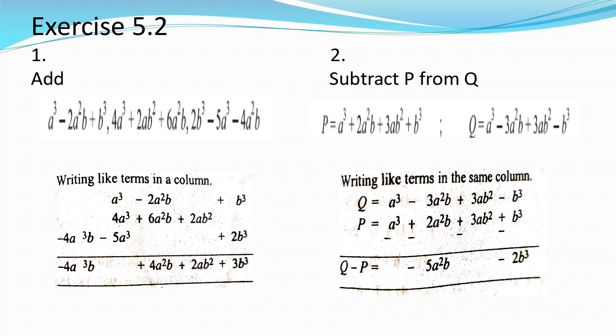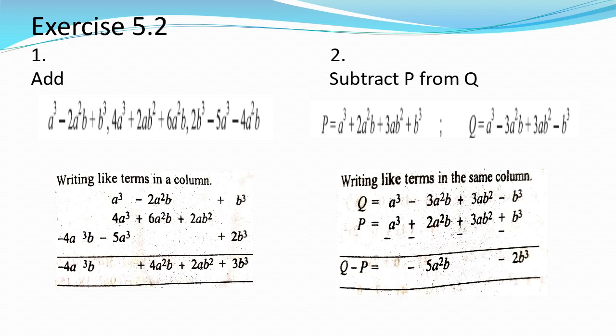Next, subtract p from q. First we write p or q? After the word "from," the expression comes first. So we write the q expression first and then p. In subtraction we always change the sign of the second expression.